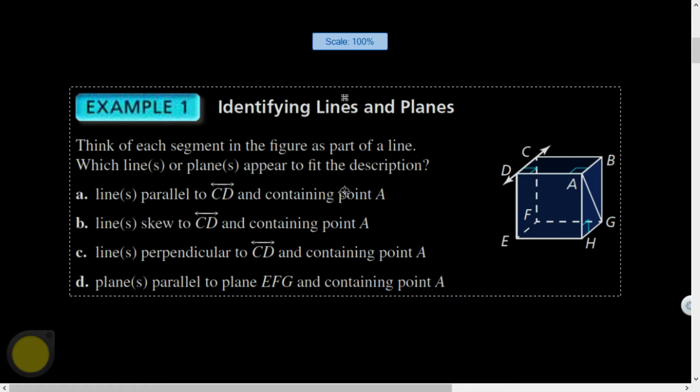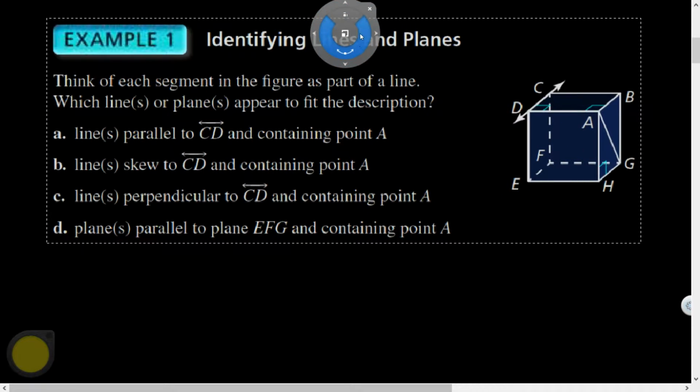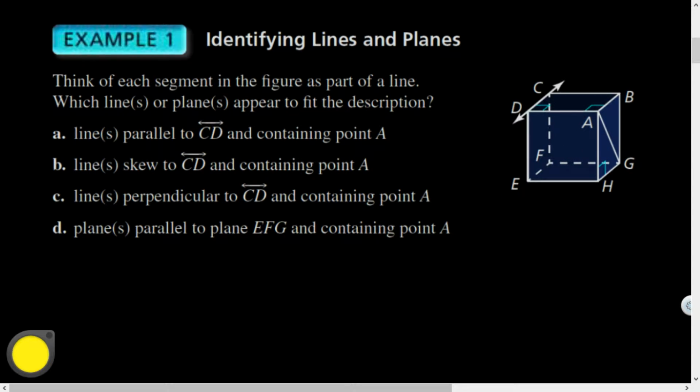Here we go. Identifying parallel lines and planes. Think of each segment in the figure as a part of a line. Oh, okay, I just did that. So like segment CD, they actually drew the line CD that continues infinitely. Which lines or planes appear to fit the description? Lines parallel to CD and containing point A. So here's point A. How many lines are parallel to CD that pass through point A? What would its name be? Looks like, yeah, line AB.